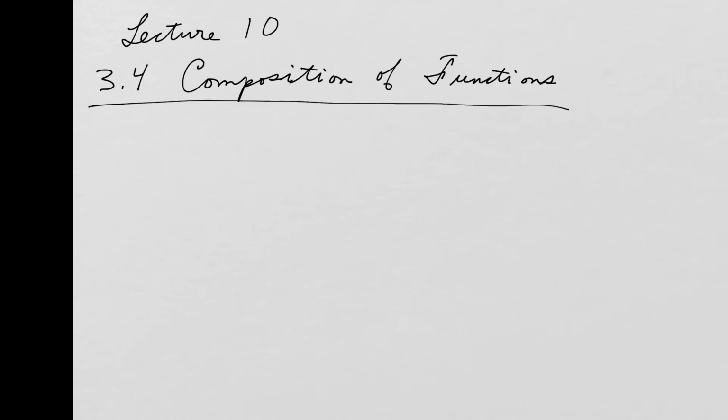Hello everyone, welcome to College Algebra Lecture 10, and this is going to be on section 3.4 from the textbook, which is on composition of functions. It turns out that two functions can be combined in many different ways. They can be added, subtracted, multiplied, divided, and we'll talk a little bit about that. And also you can form what's called compositions of functions. Let me first talk about the more typical ways of combining functions, and then we'll get into compositions.